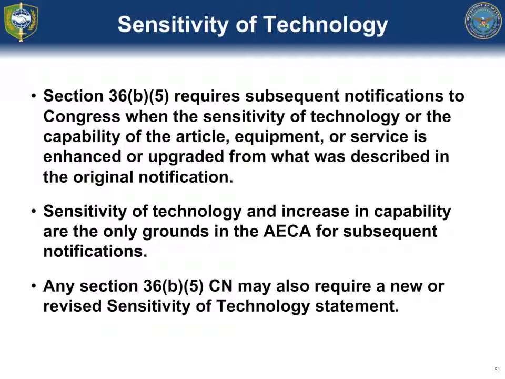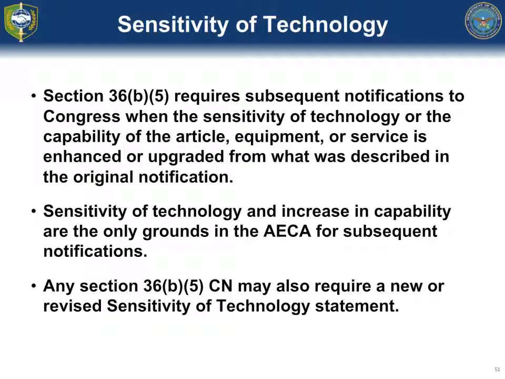Now, these are the only grounds for a subsequent notification. The law doesn't have a standard that allows us to readjust, provide a CN with a different number for MDE. Sometimes, when we can, we will tell Congress that the addition of additional items of MDE increases the country's capability to do something. We're essentially equating capability with capacity because we don't have another mechanism for advising Congress in this regard. But we try to avoid that if we possibly can.